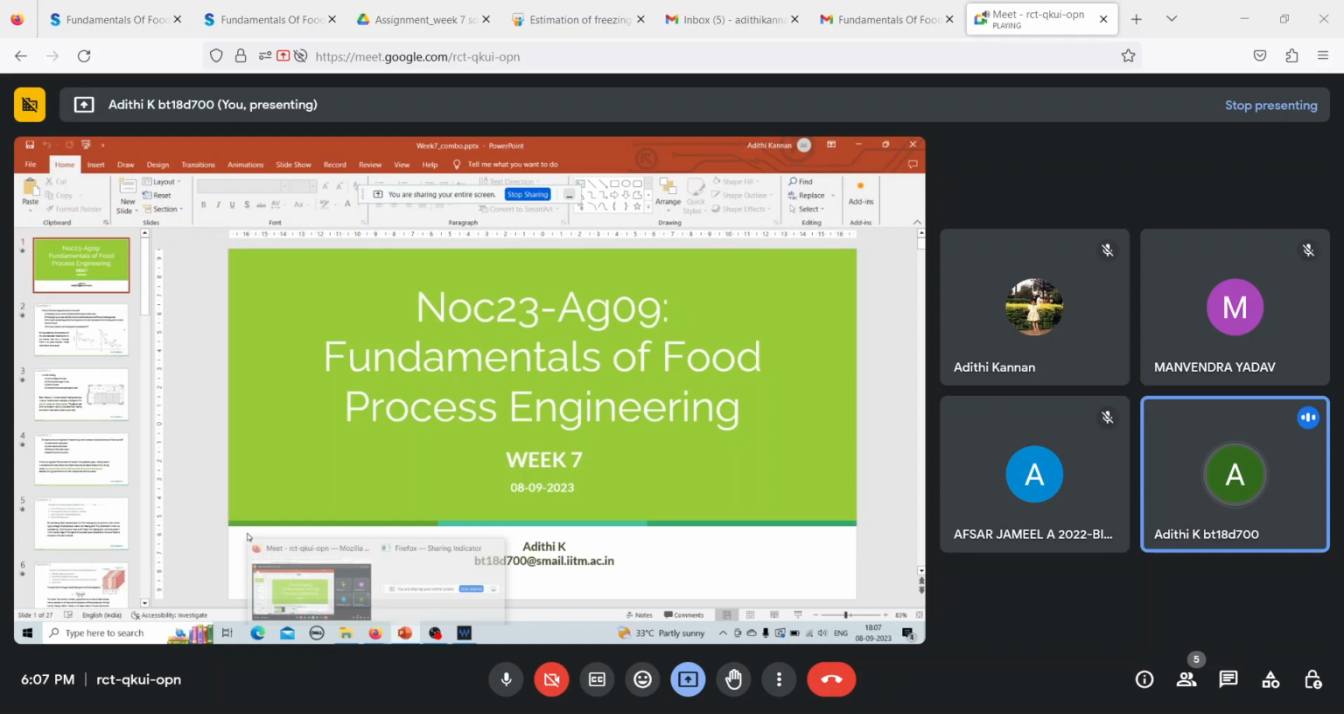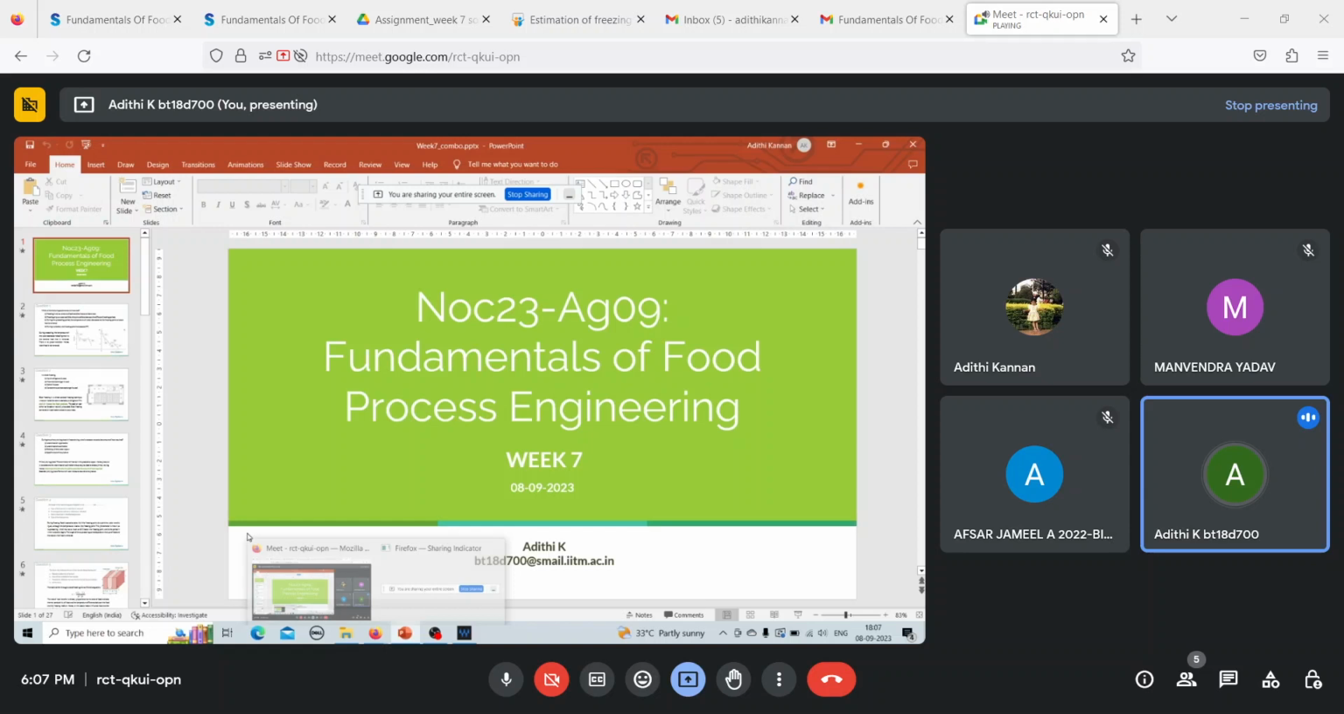According to Plank's equation, the freezing time can be calculated as dC by EF into H, delta H1 by T1 plus delta H2 by T2 into 1 plus Biot number by 2. So there are a lot of parameters involved, where dC is the characteristic length. If you're dealing with a spherical product, the characteristic length is the radius. So dC in the case of a spherical product is the radius.